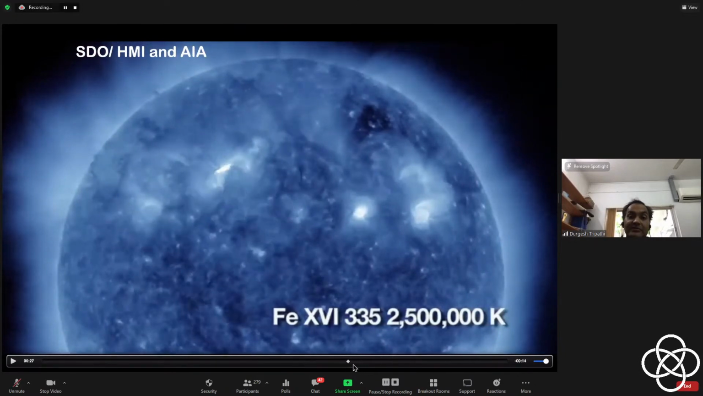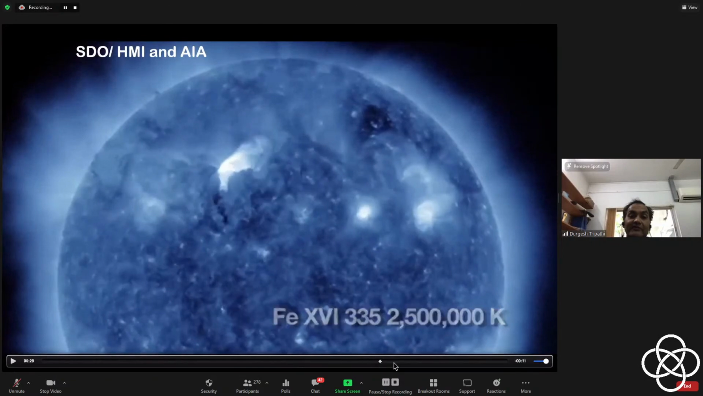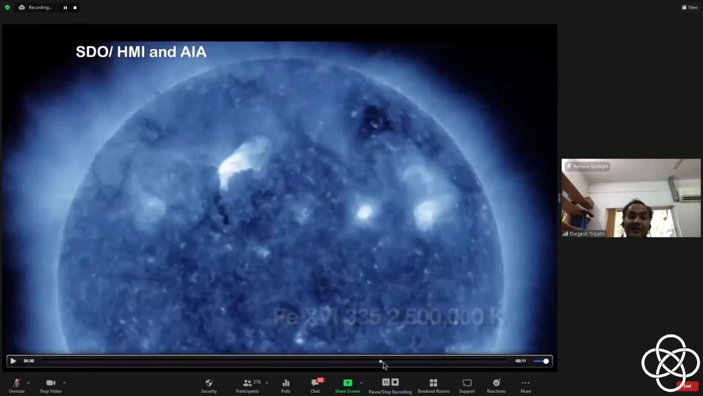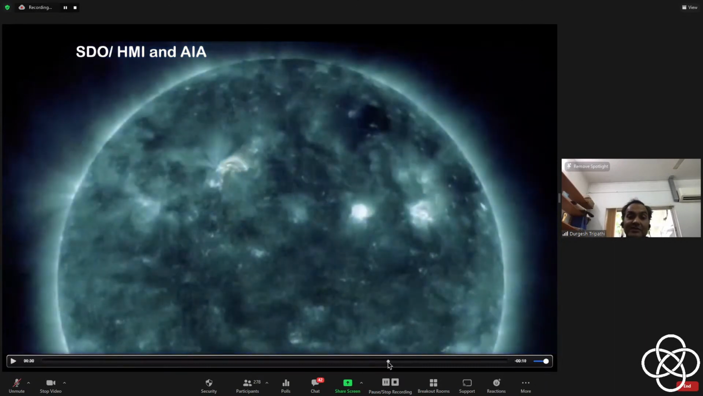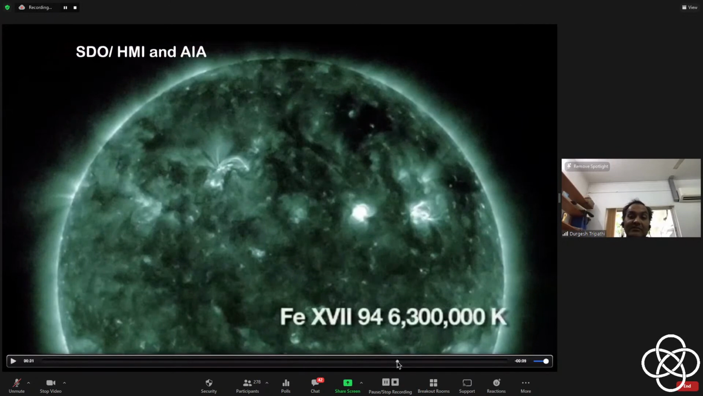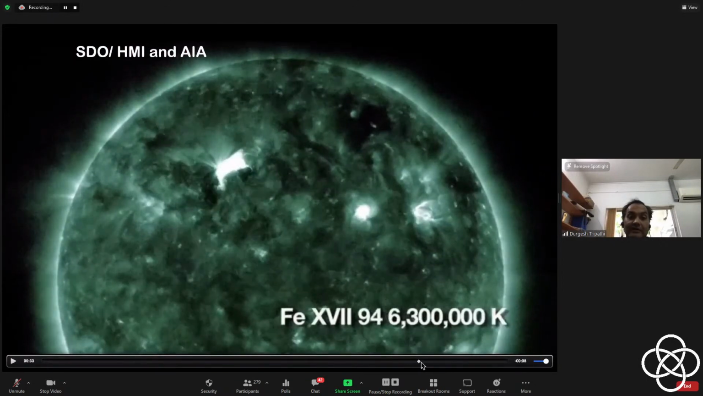Now you're going to 2.5 million. So you see something different, not that clear a signature, because all the activities you see are very sensitive to temperatures, right? And your filters are very sensitive to temperatures. So if it is emitting or absorbing at that temperature, then only you will see it. Otherwise, you won't. Now here you are going up to 6.3 million degrees, and you see these hot loops which are forming around these structures here. And then again, sweeping away of the plasma.